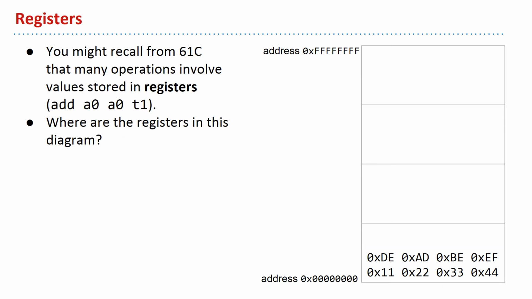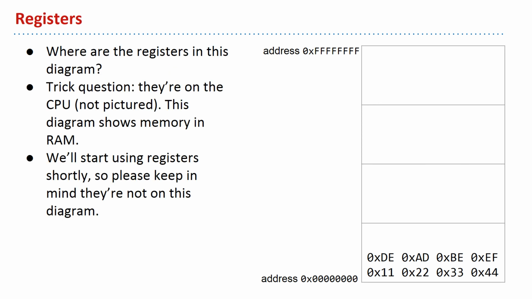One final note here is you might remember from 61C there are these things called registers, and a lot of the operations in RISC-V use these registers. So like add A0, A0, T1, stuff like that. So the question is, on this diagram, where are the registers located? So maybe take a second and see if you remember where they are. And the answer is they are not on this diagram.